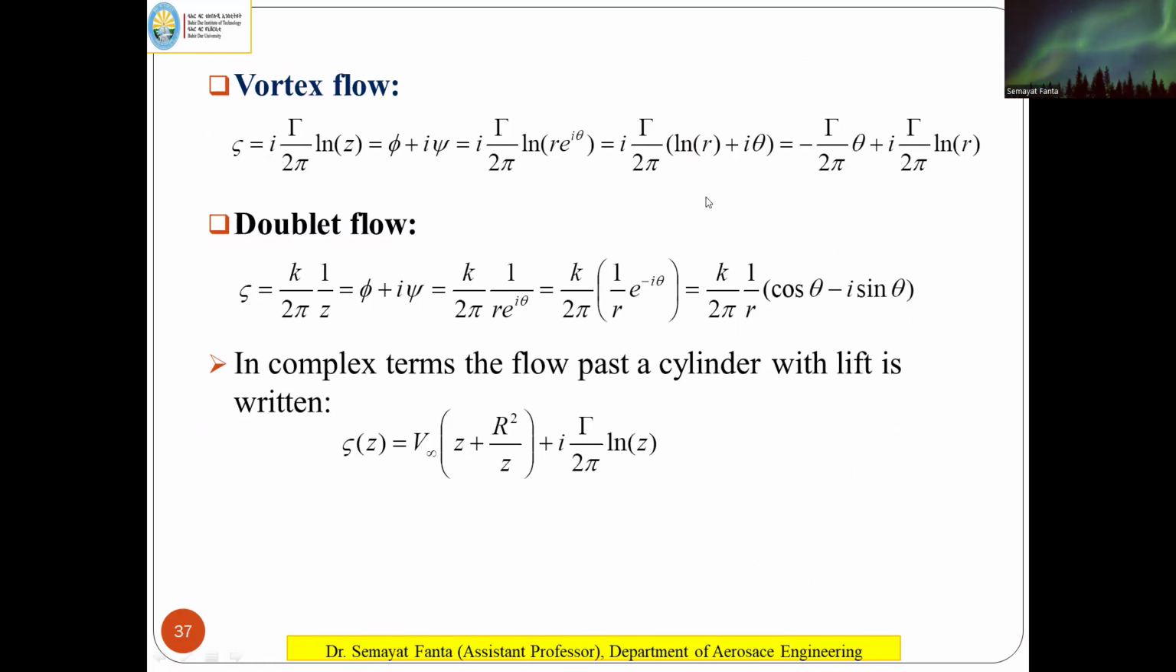Again, for vortex flow, we have a similar approach. Again, doublet flow, a similar approach.